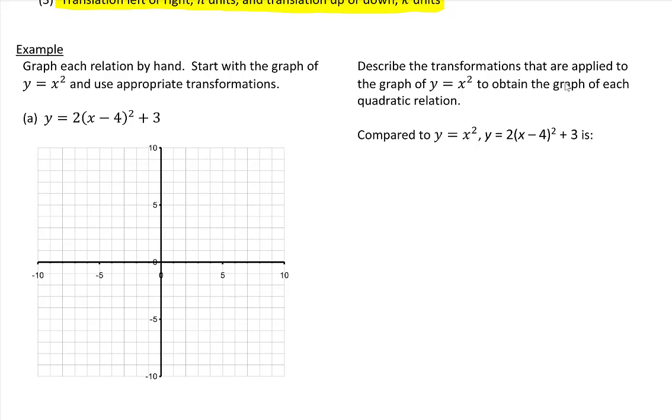So we're going to start with the first one, y equals 2(x minus 4) squared plus 3. We are always going to start with the base graph y equals x squared. So 0 squared is 0, 1 squared is 1, 2 squared is 4, 3 squared is 9. So do the same thing on the other side to get our parabola. And there is the graph y equals x squared.